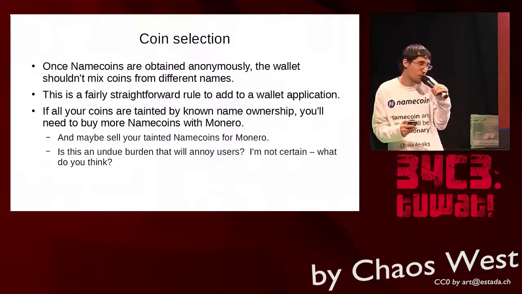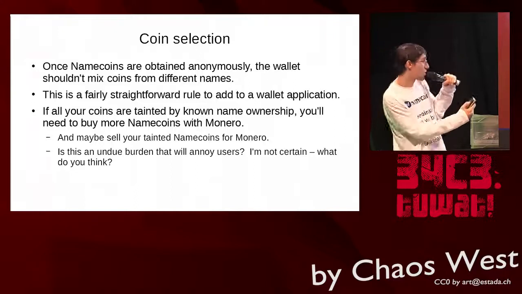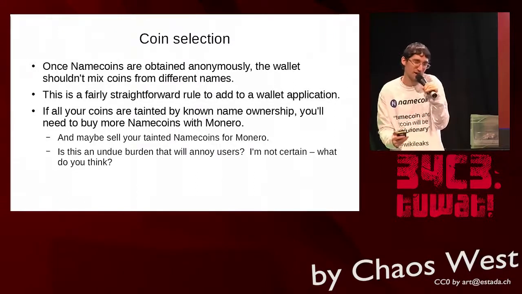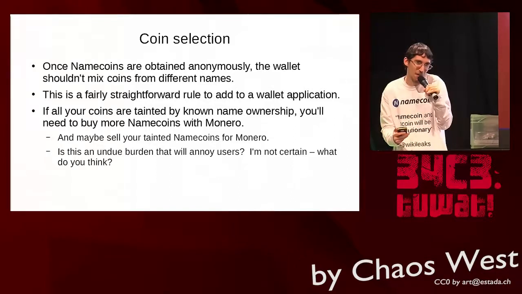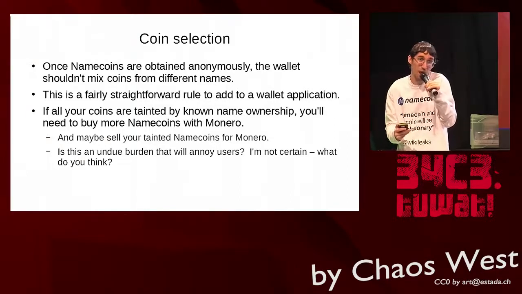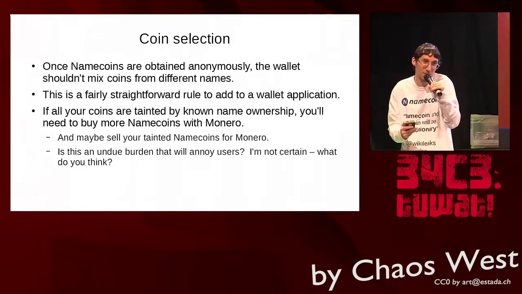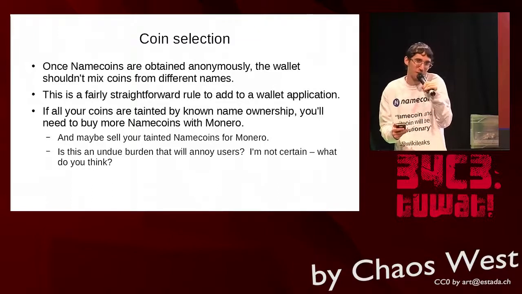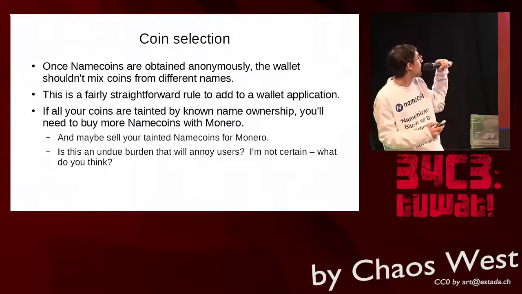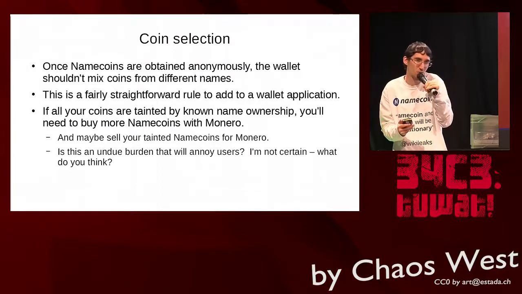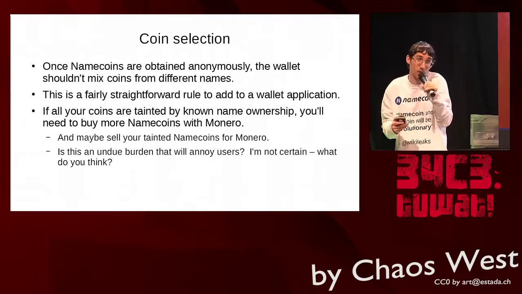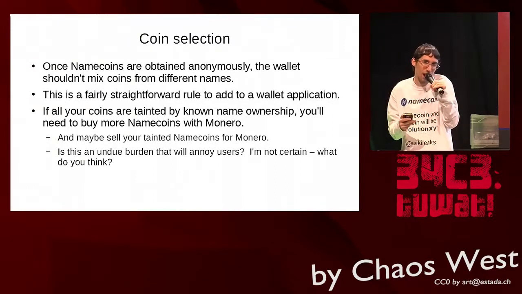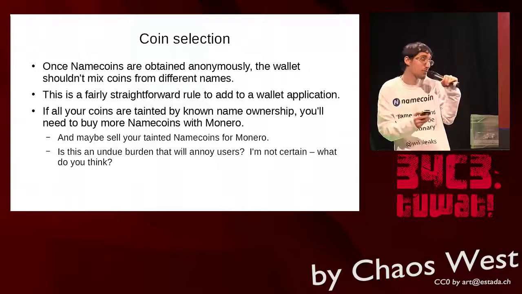It should be noted, though, that if we do that, which is kind of necessary for the anonymity, if you buy a name and then you want to buy a second name, even if you have some name coins left over in your wallet from the first name, you're going to have to use more Monero to buy more name coins. This could be considered a UX issue, because some users will be annoyed that they have to do this. It's not clear to me exactly how annoying this will be. I'm curious if you guys have feedback on how problematic this is likely to be with users.